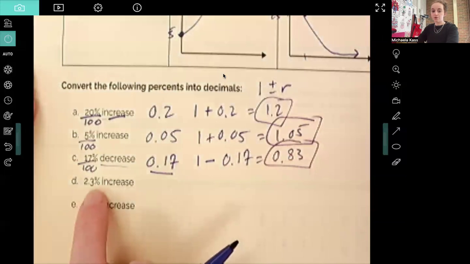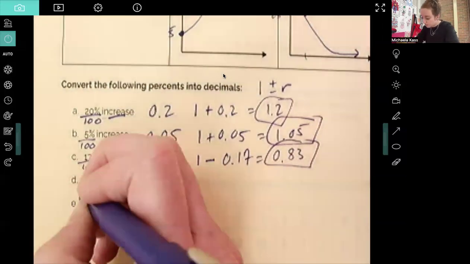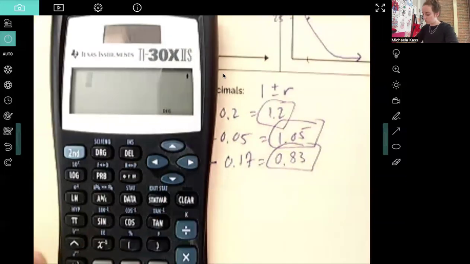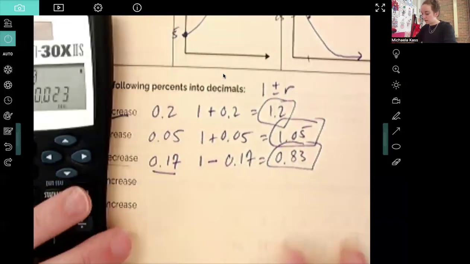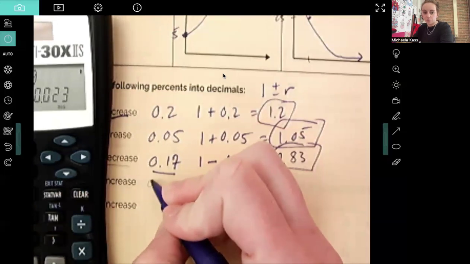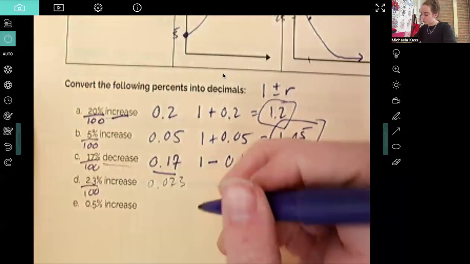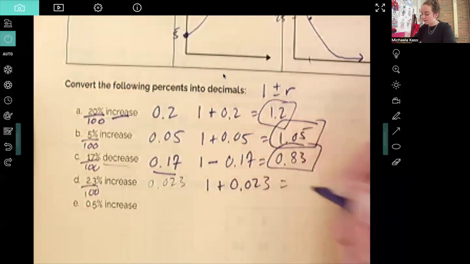We have 2.3%. Now, just because we see it as a decimal percentage does not mean you don't convert it. You still have to convert it. So we still have to divide this by 100. If you're stuck or confused, you take 2.3 in your calculator, divide it by 100, and we get our decimal. So right next to this, I'm going to write 0.023. It is increasing, so that means I'm doing 1 plus this number. And if I add that in my calculator, I get 1.023.